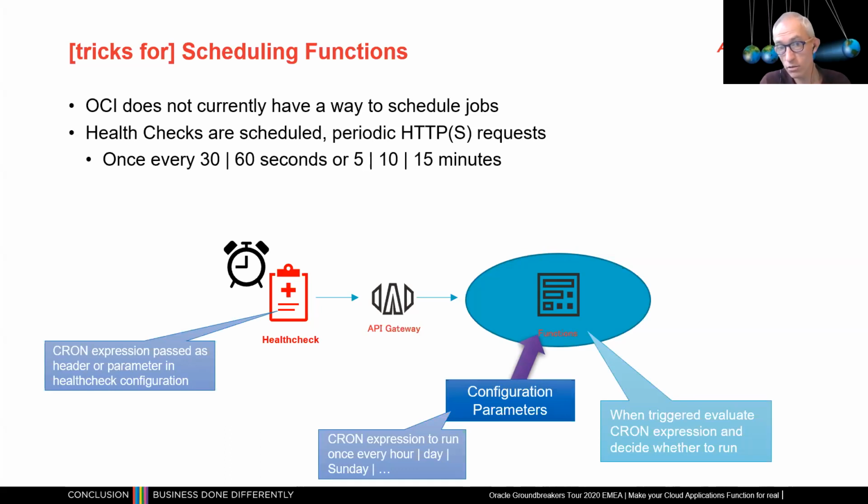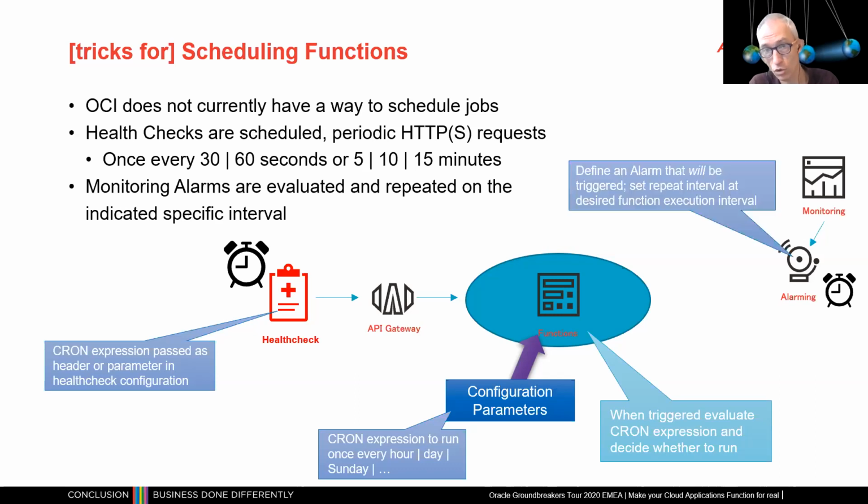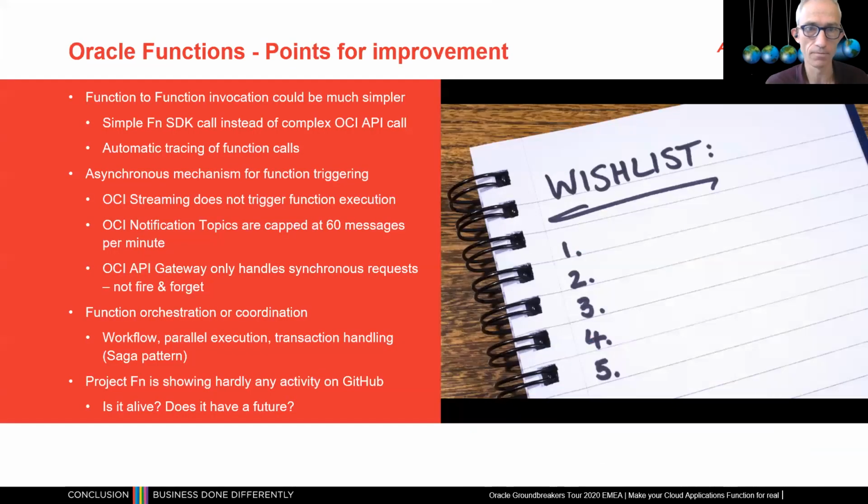There's another trick that you could apply, and that is using the monitoring service. Define an alarm, for example, an alarm on the condition that if a function has not been invoked for 5 minutes, then something should happen. And that something could be the invocation, or the publication of a notification that in turn will trigger a function. So this is another way of creating some form of crude scheduling mechanism. Of course, we're all waiting for Oracle to add a scheduling service to OCI, but it's not there yet.